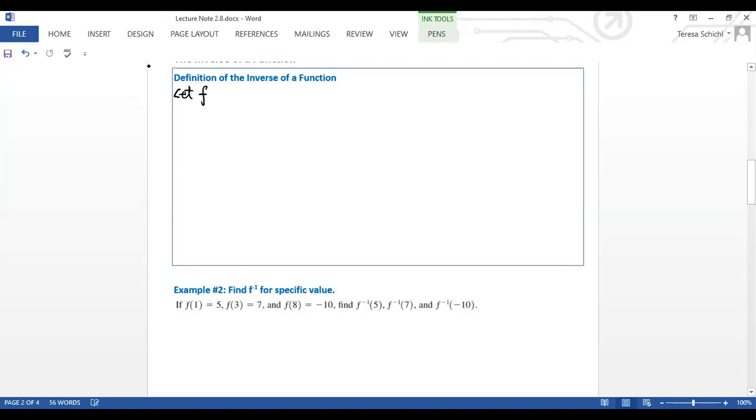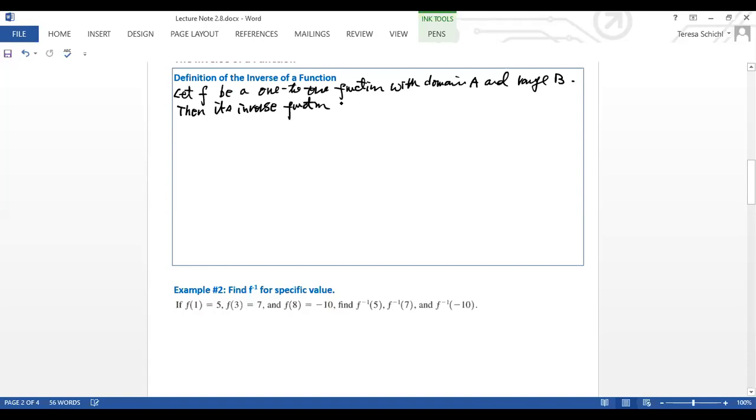So we say let f be a one-to-one function with domain A and range B. Then its inverse function, we use this notation f inverse, f^-1, has domain B and range A. Okay, so we say f inverse of y equals x, where the function is f of x equal to y, for any y in B.